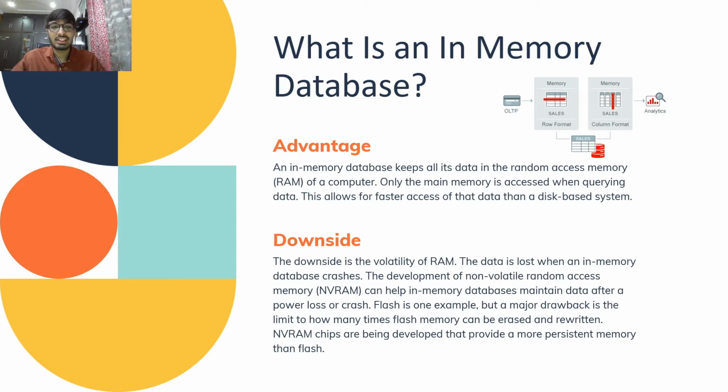So what is an in-memory database? An in-memory database keeps all its data in the random access memory of a computer. But there is a significant downside to an IMDb. That is the volatility of RAM. So what does that mean? It means that if your computer crashes or shuts down abruptly, all your databases that you were currently working on will be erased and you can't recover them.